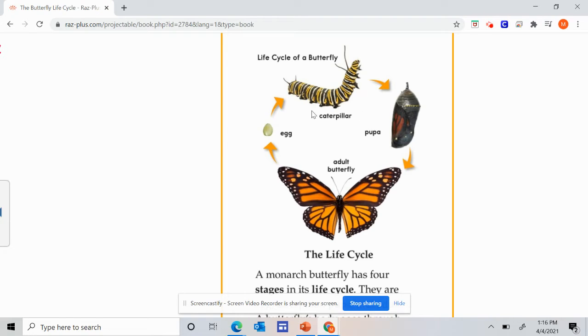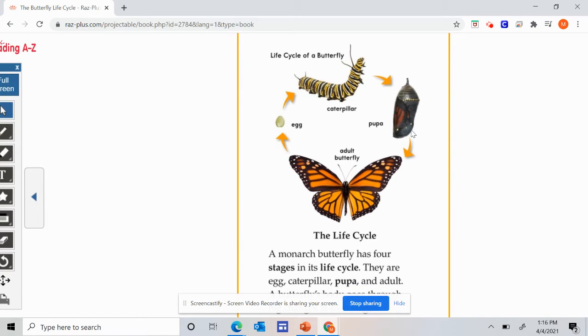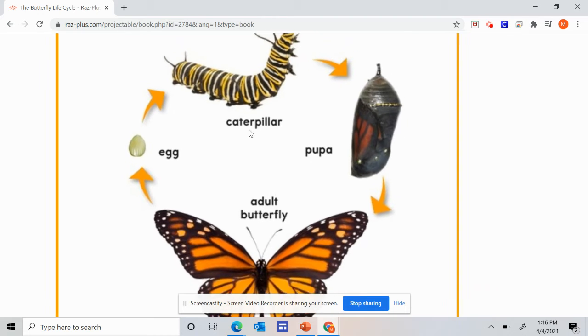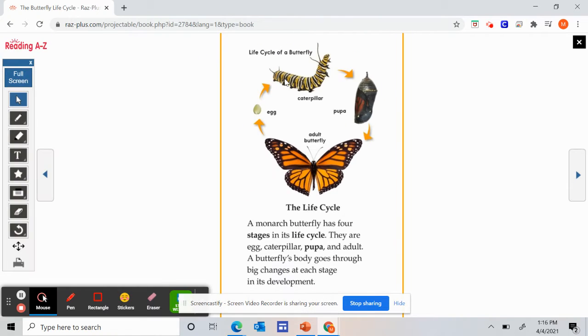Another word for caterpillar would be larva. So think back to when we were talking about ants and other insects, we used the word larva instead of caterpillar. In this case, for a butterfly, the egg becomes a caterpillar, but for other insects, we would just call it a larva. You're also going to hear the word chrysalis used today. A butterfly pupa is actually called a chrysalis. So if you hear that, just think pupa. Again, if you hear caterpillar, you're thinking this is the same thing as a larva.